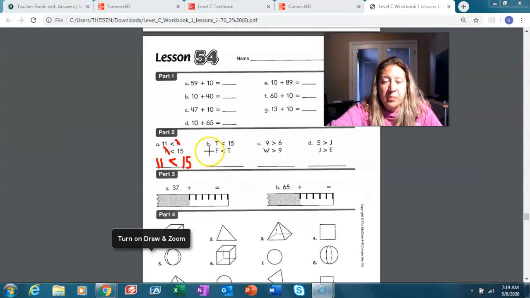Okay, touch problem B. Cross out the middle number. And which numbers are we comparing? We're comparing the 15 and the F. And what does it say?